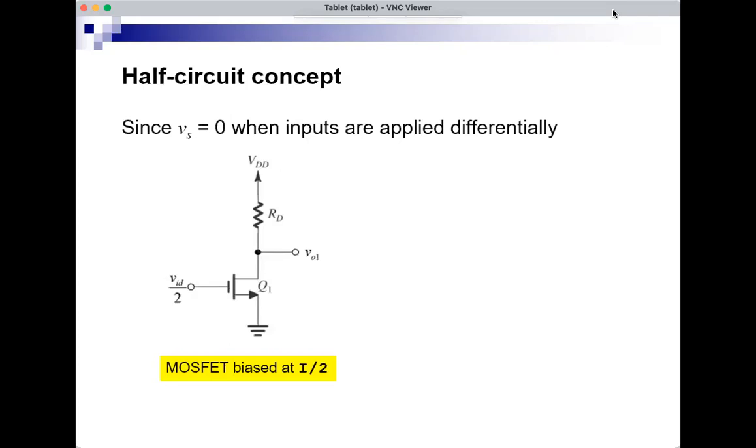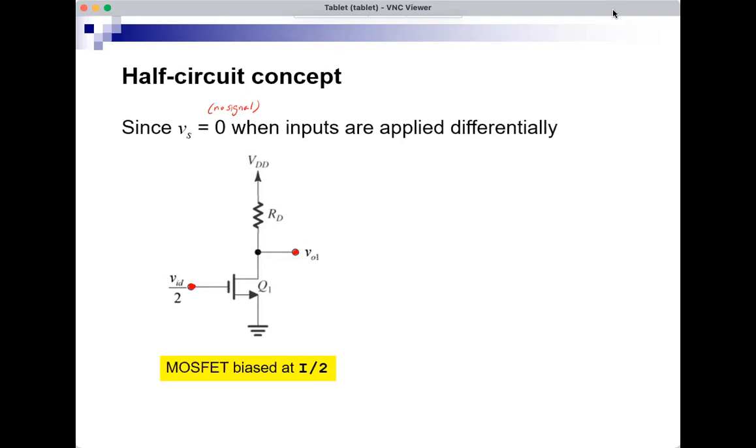So when Vs is 0, no signal, when the two inputs are applied differentially, we see here the half circuit. So at the input here at the gate, I have VID over 2. The two inputs are applied differentially. One of them is VID over 2. The other is minus VID over 2. This is the first output, VO1. And of course, the MOSFET is biased at I over 2. I is the current in the current source.